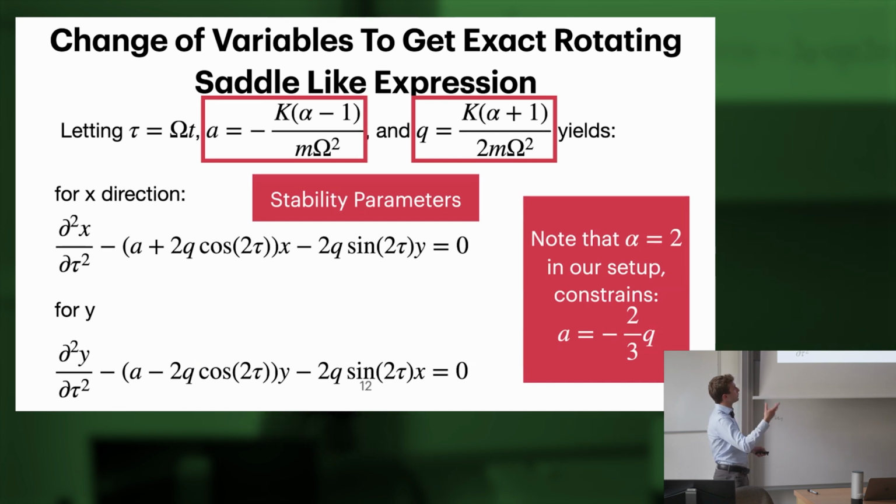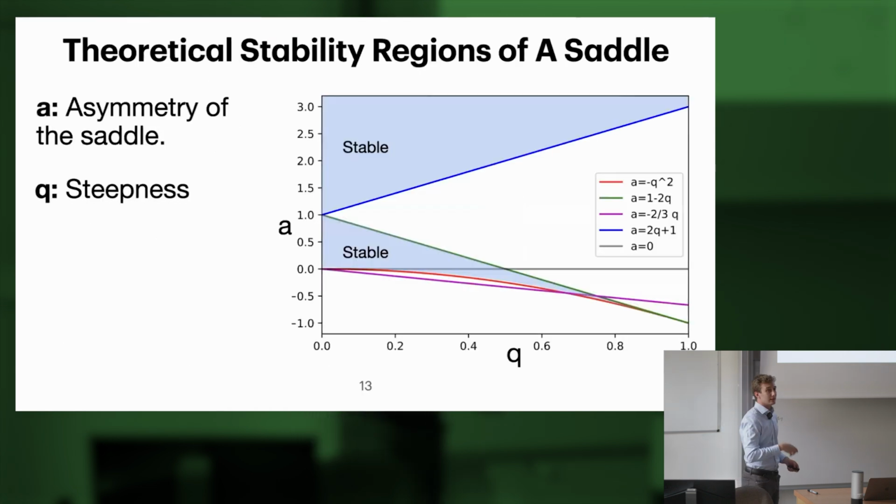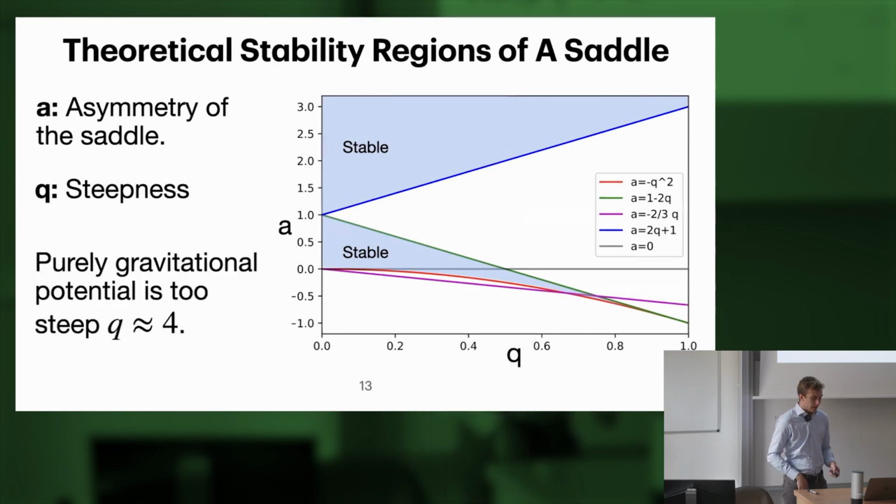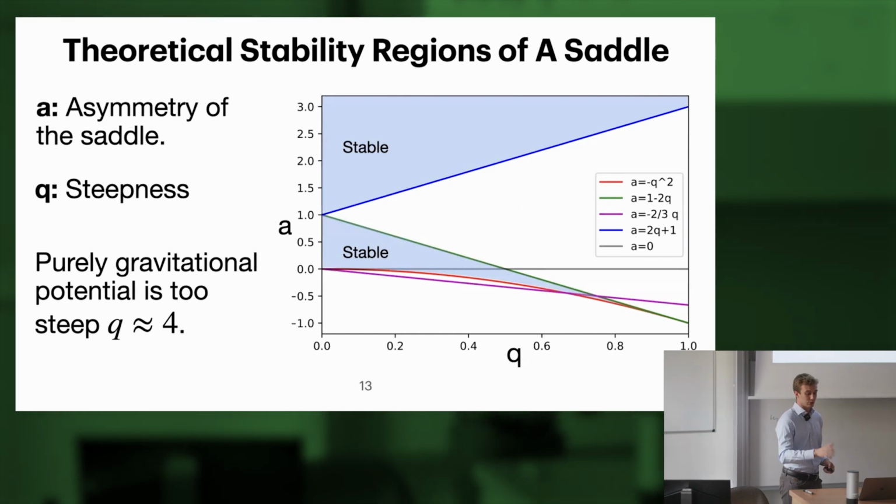Now I said A and Q are the stability parameters for particles governed by these differential equations, but how would that be possible? This is the plane of stability. A represents the asymmetry of the saddle, and Q represents the steepness of the saddle. A combination of these A and Q will give us regions of stability in an AQ plane. If we have a purely gravitational potential without the black holes having a charge, then this ends up being too steep and takes us to values of Q that are approximately 4, way, way, way further than our current stability diagram describes.